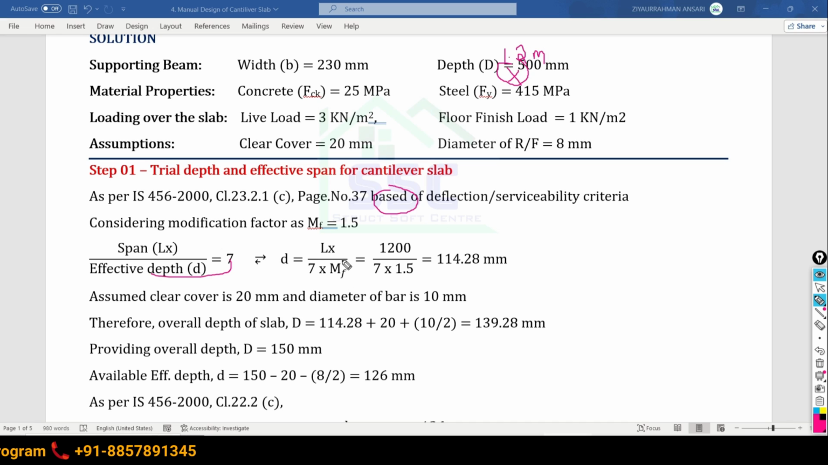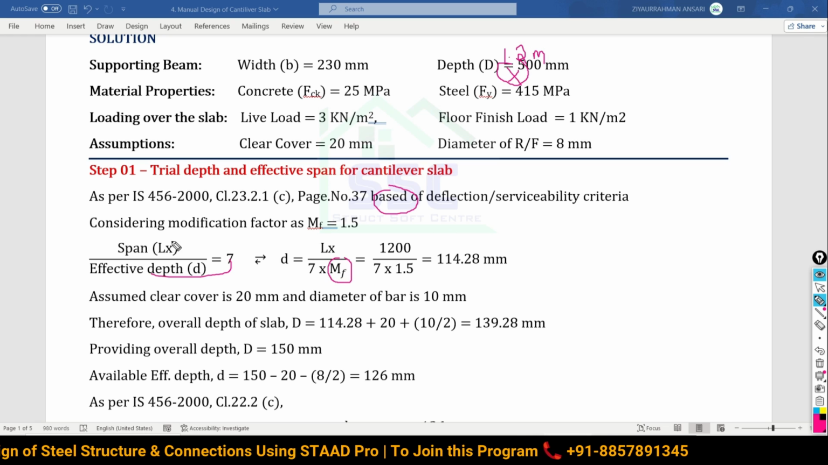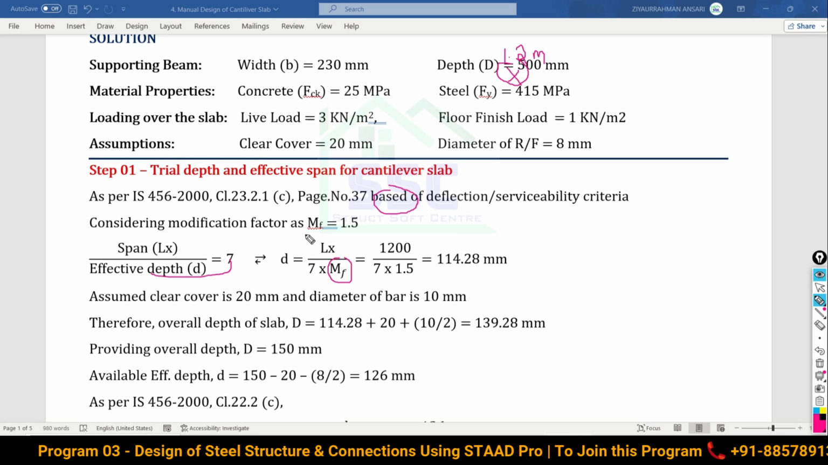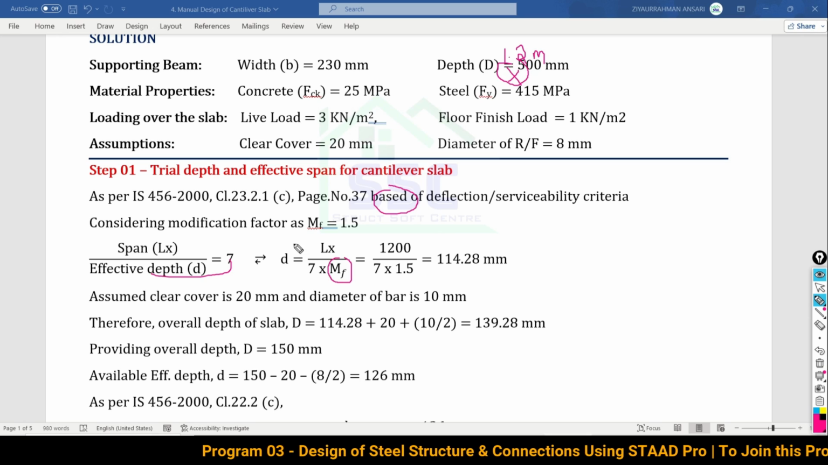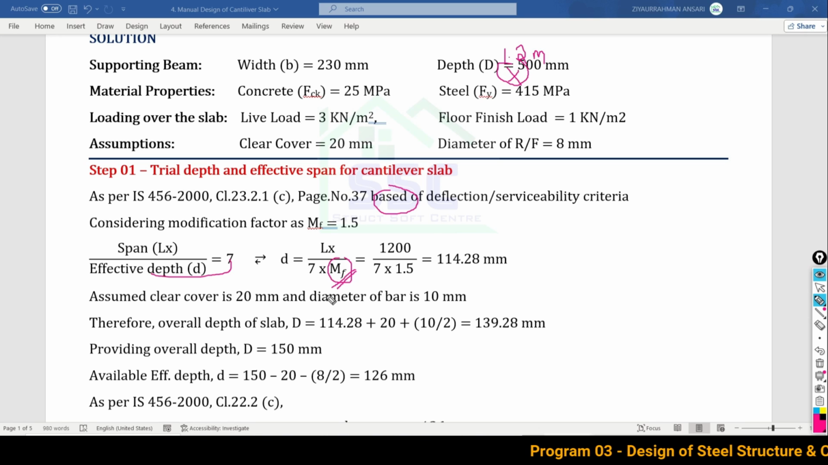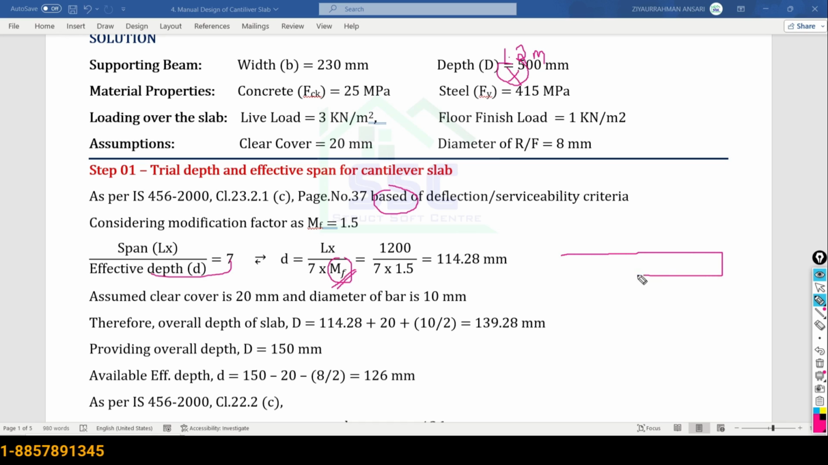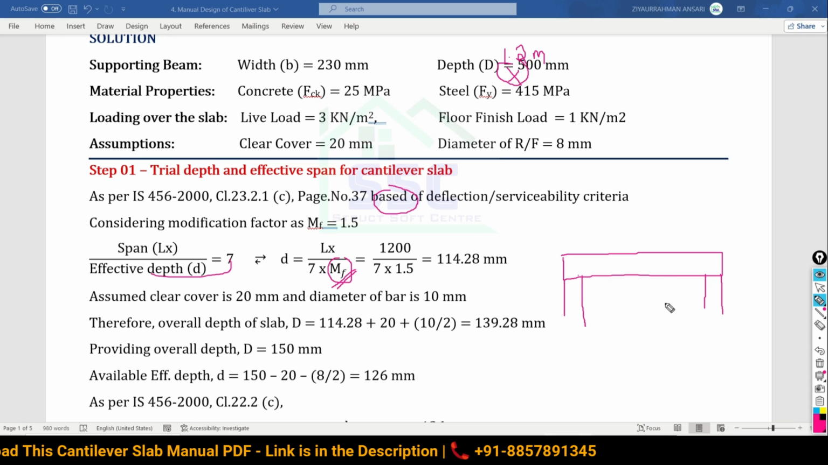So 7. Now the new term here that we are going to introduce is MF. So what does this MF mean? This is called the modification factor. Very interesting and very important. What does modification factor mean, and why is it needed here? When you are dealing with either a slab element or a beam element, it is subjected to transverse load. Whether I consider a beam or a slab, both are flexural elements, and both are subjected to transverse load.